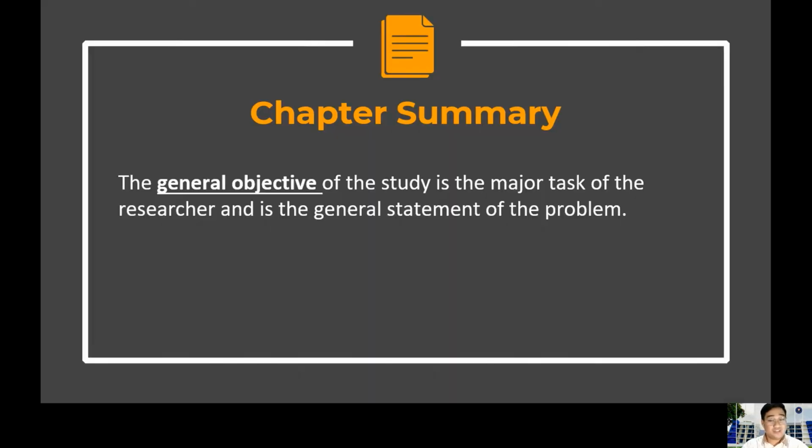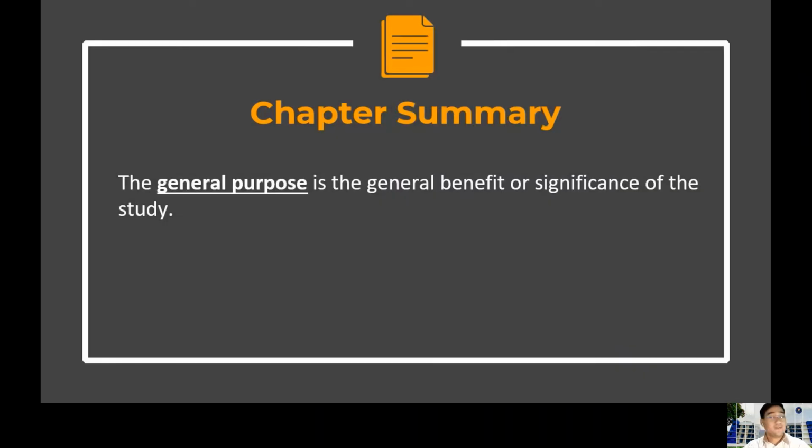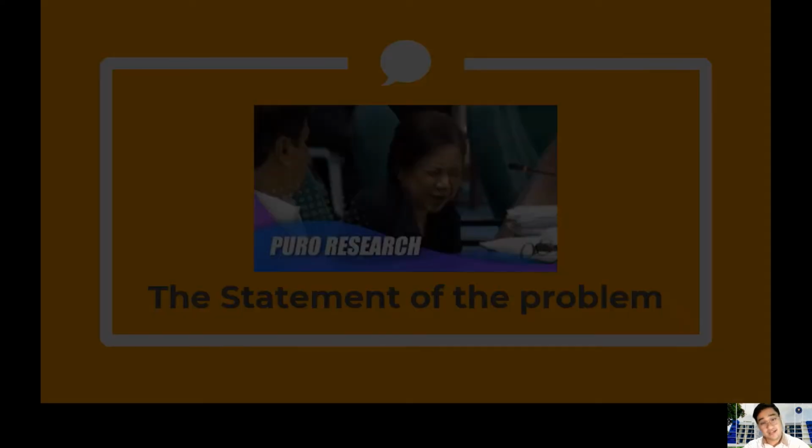Next is the general objective of the study, which is the major task of the researcher and is the general statement of the problem. So basically for the general objectives, what do you want to attain? What are the questions that you have in conducting the research and why you conducted the research? Next is the general purpose, which is the general benefit or significance of the study.